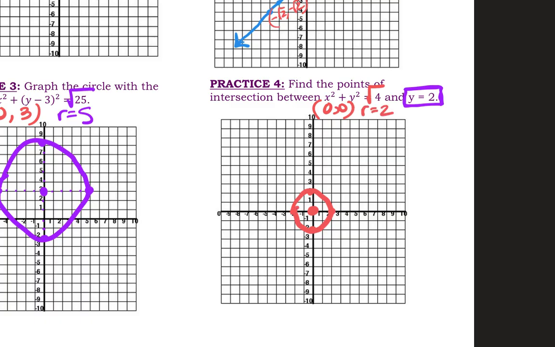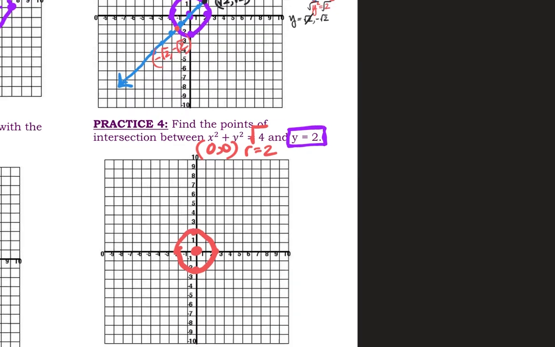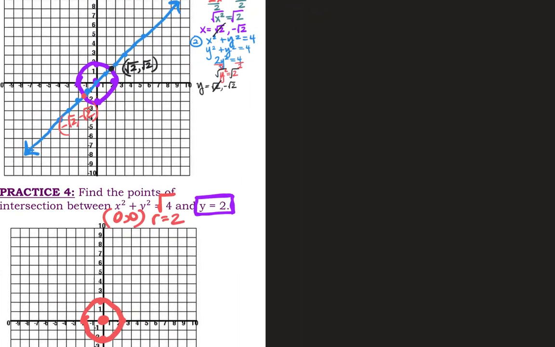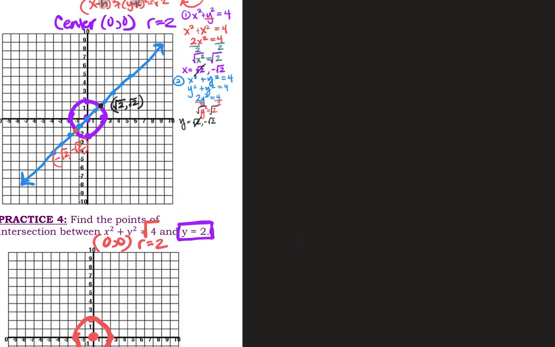I saw a few of us graphing the same line we did above. They are two different lines, okay? So let me just kind of highlight those real quick. This line is y equals x. This one is y equals 2. They're two different lines. All right, a few of us did graph this correctly.